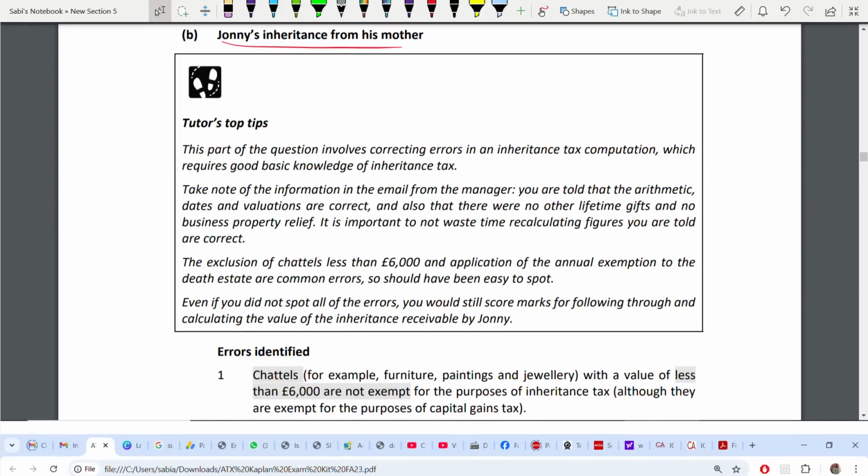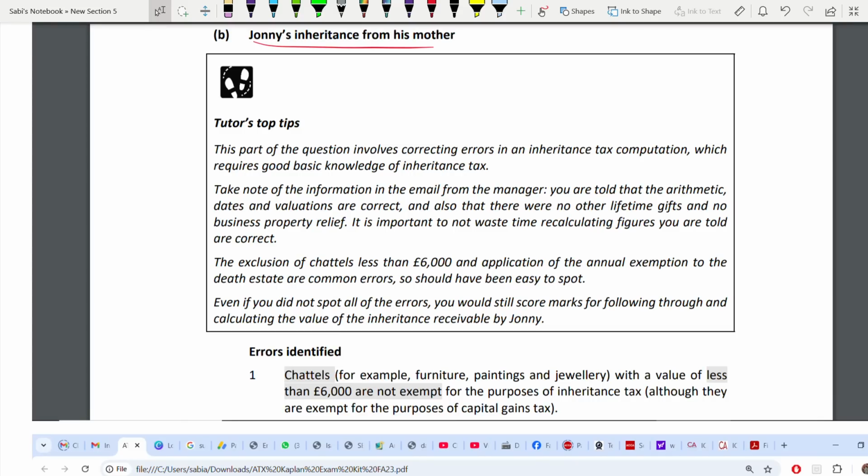Because you have been told arithmetic, dates, valuations are correct, and no lifetime gifts, no BPR, do not waste time recalculating this figure. And there are some easy mistakes. Annual exemption does not come in the death estate. And you are excluding a chattel less than 6,000. For inheritance tax, mind you, nothing is exempt. Everything is chargeable. This chattel less than 6,000 is exempt from capital gains tax, CGT. That's why very often students miss this out. They get confused between the two types of taxes, CGT and IHT.